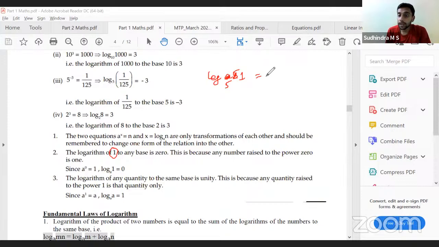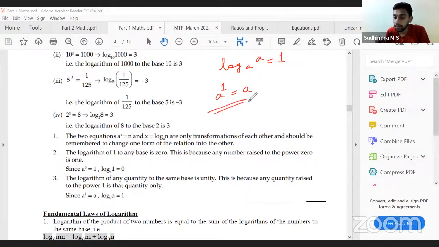Why? Because anything to the power of 0 is 1, right? This is the base, this is the final answer, and this is the logarithm value. So logarithm of 1 to any base will be equal to 0. And logarithm of the same number with the same base will always be equal to 1. Why? Any number to the power of 1 will be equal to the same number. Right? 5 to the power of 1 is equal to 5. Therefore, log 5 to the base 5 will be equal to 1. So any number to the same base will be equal to 1. Logarithm of 1 to any base will be equal to 0.